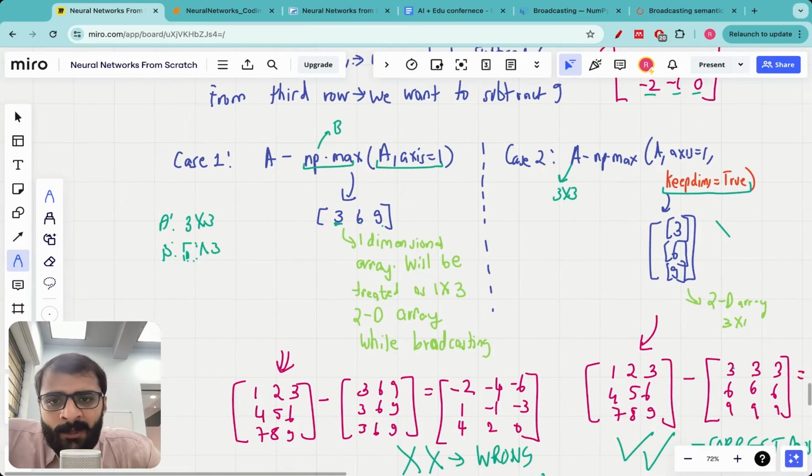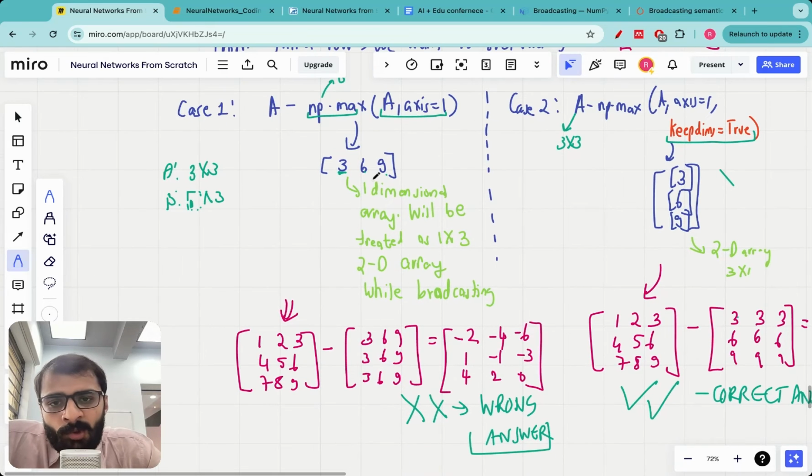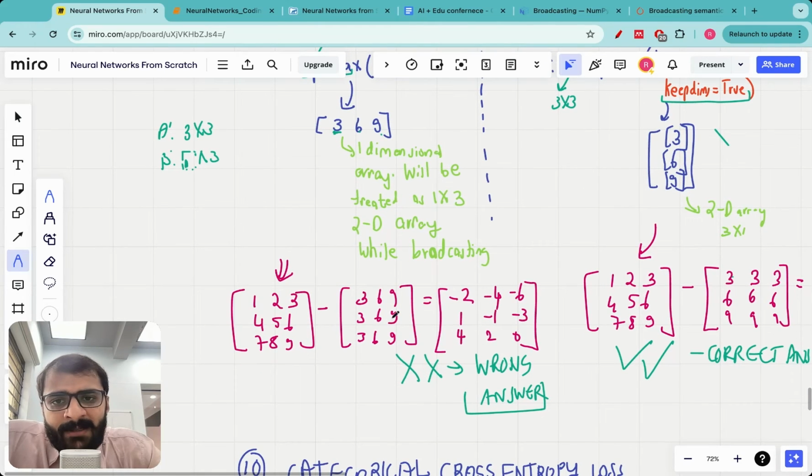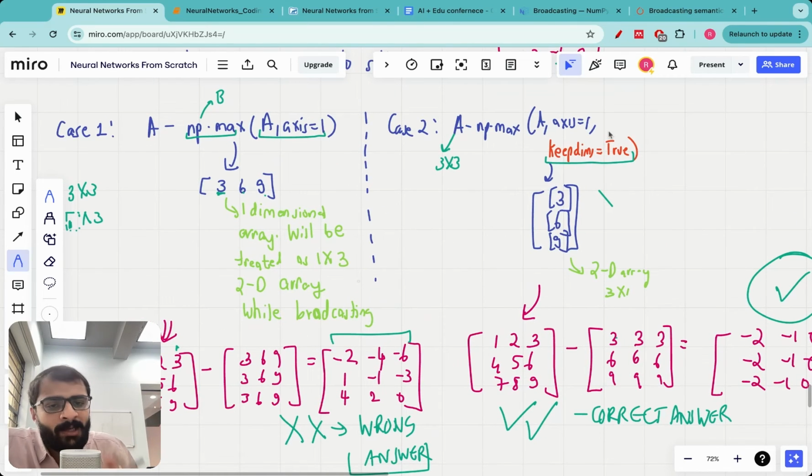Okay, and the reason we failed here is because we did not use keepdims equal to True. So while broadcasting, Python treated it as a 1 by 3 array, and that was replicated 3 times: 3 6 9, 3 6 9, 3 6 9. So from the first row we ended up subtracting 3 from the first element, which is 1. We ended up subtracting 6 from the second element, which is 2, and we ended up subtracting 9 from the third element, which is 3. So it led to completely wrong answers, whereas keepdims equal to True led to the correct answer.